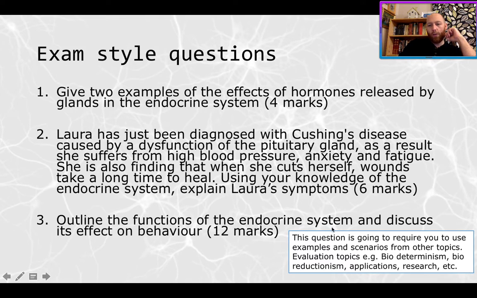Outline the function of the endocrine system and discuss its effect on behavior. So just like before when we talked about the nervous system, you're going to need more than you've got here. You're going to need to apply this to some other area of psychology. In this case, I would suggest applying it to the fight or flight response, or you may be able to apply it to sleep or some other topic. Interestingly, it's worth noting that you get a lot of your evaluation from general evaluations such as IDAs, biological determinism, bioreductionism, applications, research and so forth. You can do quite well in a question like this without providing too much research.